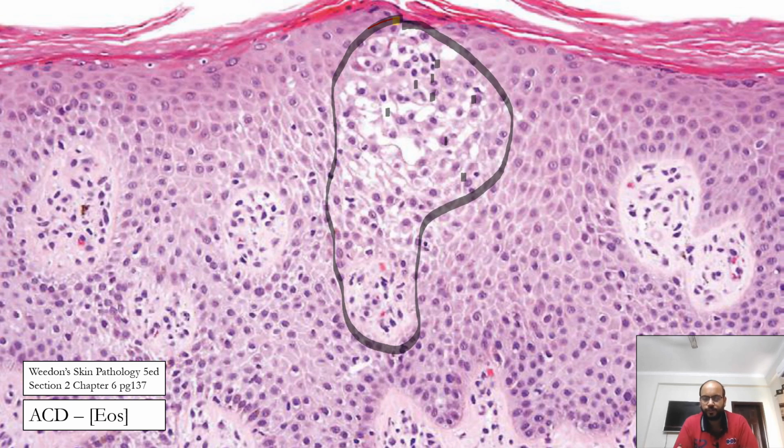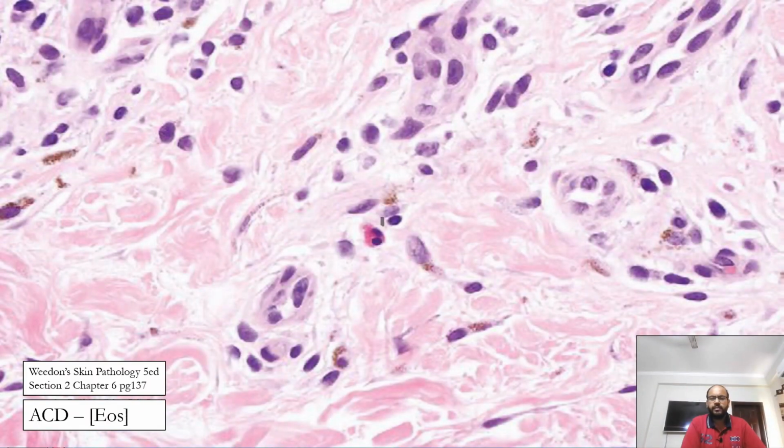So here the destruction of the epidermis is so severe that the vesicles have come together to form a large cleft. The epidermis is essentially separate from the dermis now. Okay. At this part of the section, also you can see the cleft.